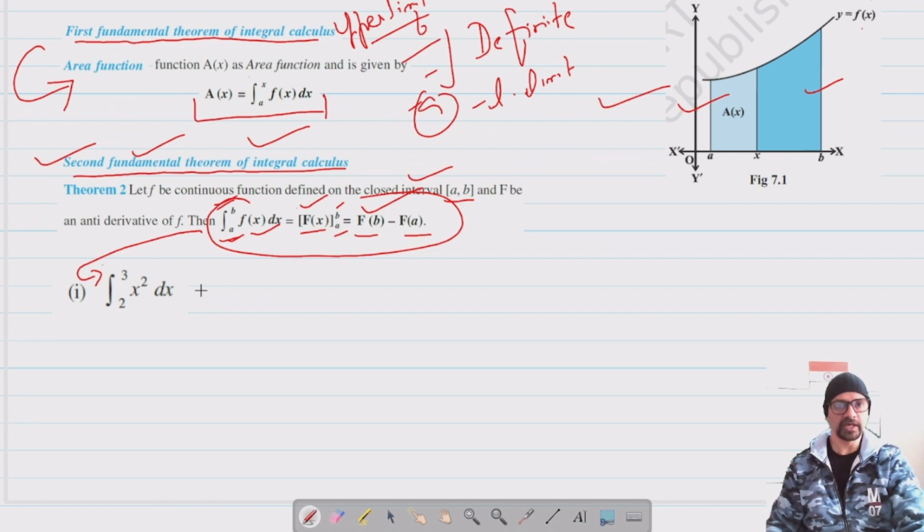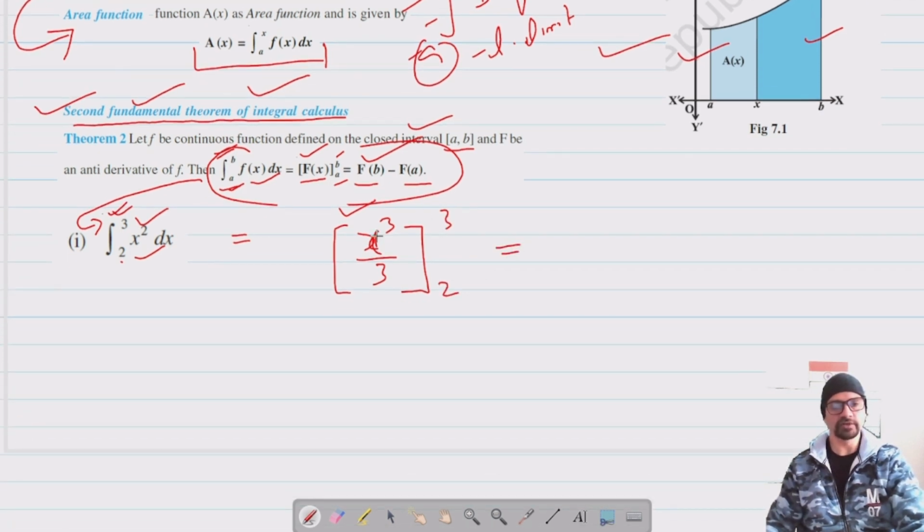So let's first integrate this, and it has the lower limit 2 and upper limit 3, and the integrand is x square. The integration of x square, we all know, is x cube by 3 plus c, but we are not going to add the constant here because it has to be evaluated for the limits. It's a definite integral, so we will just evaluate the integration. So this is our function, the anti-derivative, and we will evaluate it for the lower and the upper limits.